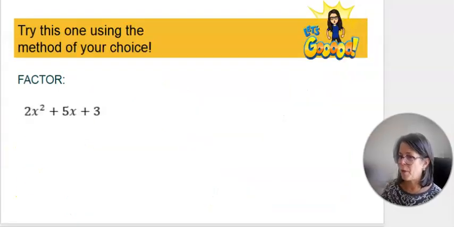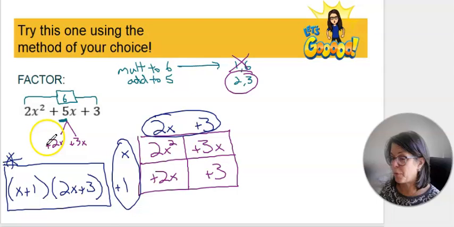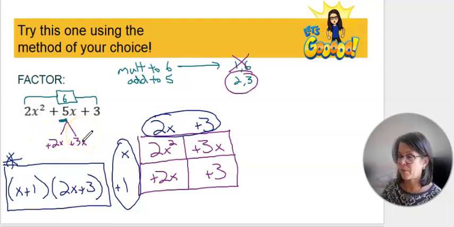I want you to try this one on your own. You can use either method. Pause the video, come back when you're ready to check your work. Okay, how did you do? Did you split the middle correctly with a 2x and a 3x? Keep in mind that everything in the given expression is positive, so you don't ever have to deal with negatives if everything is positive. Okay? It'll never come up if it's all positive to begin with.